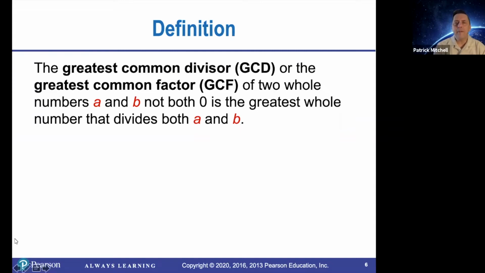So the greatest common divisor, GCD, or greatest common factor, GCF, of two whole numbers, A and B, which are not both 0, is the greatest whole number that divides both A and B.